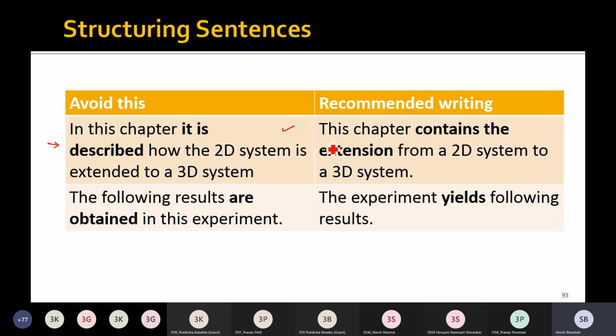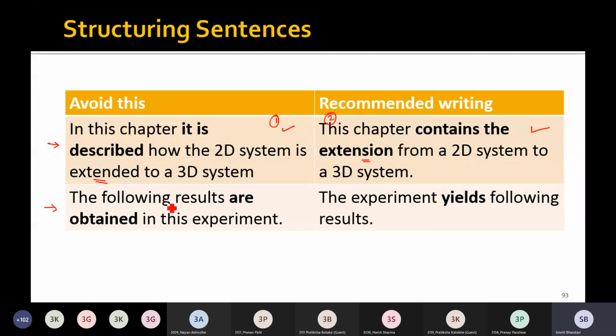I'll repeat how we have improved the statement. This chapter contains the extension from a two-dimensional system to a three-dimensional system. So this sentence is more clear, as the action is actually being converted into noun form. This statement is clearer than the earlier one, and that is why we should recommend such writing.